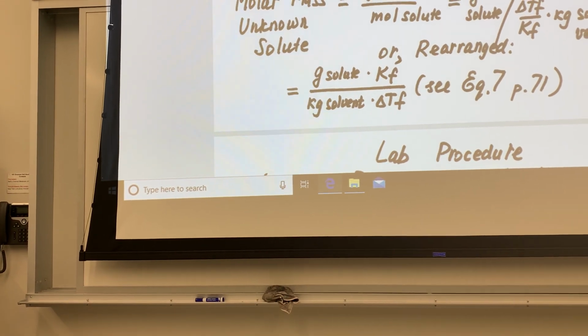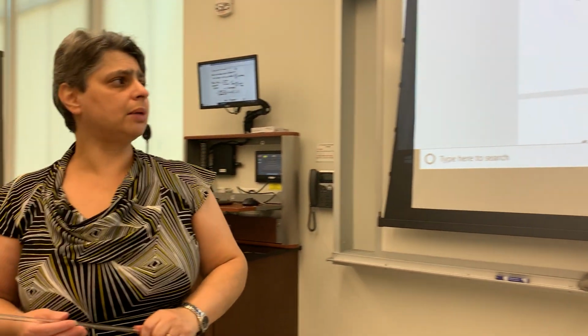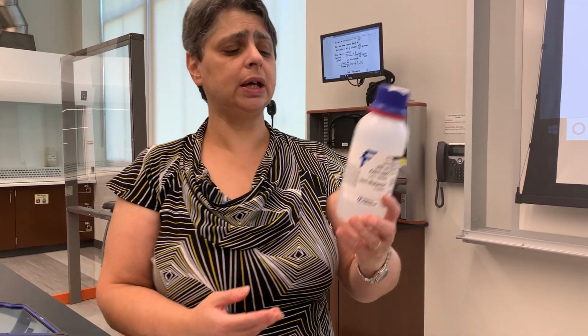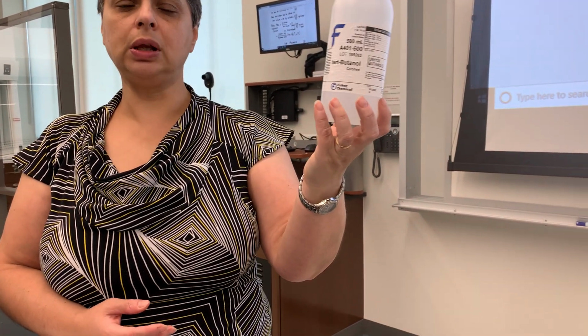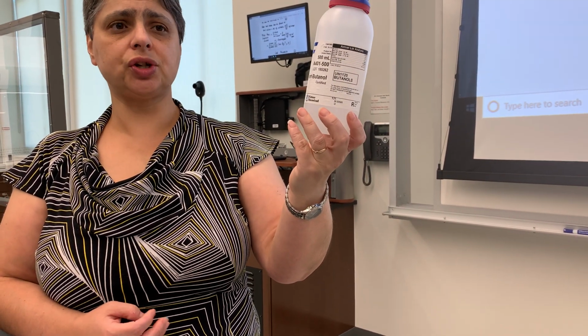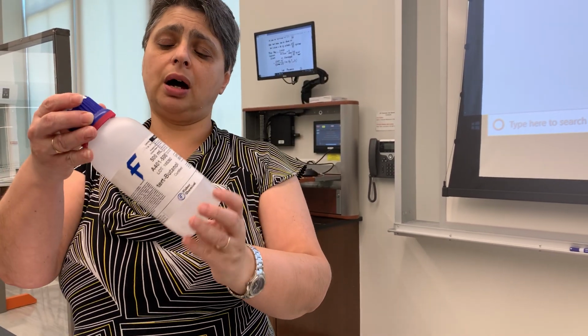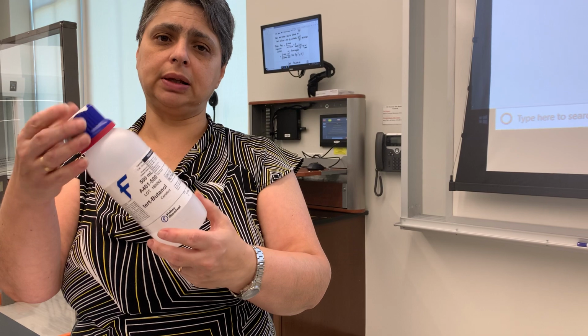As far as the procedure is concerned, I'm not going to discuss it in detail because you are not going to do it yourself. I just wanted to show you what the experimental setup would look like. And the substance that's used in this experiment as a solvent is called tert-butanol. I will show you its chemical structure in a second once I raise the screen.